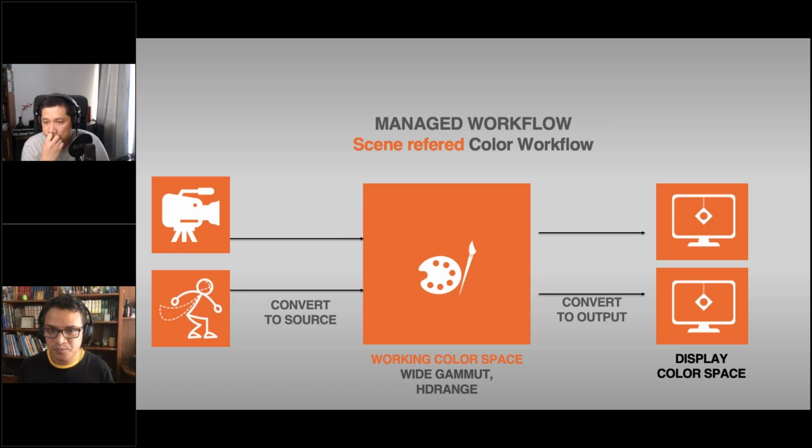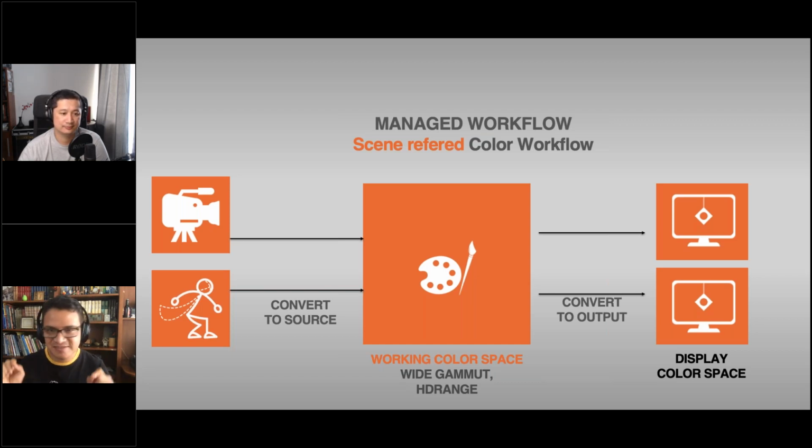So what do you need? You need an input color space, or input device transform in ACES. You need a working color space that is wide gamut and high dynamic range. And finally, you need to see it, because you need a display to see that. So that's the reason you have an output color space, or an output device transform. Those are the 3 steps that we are going to simulate in a bit.